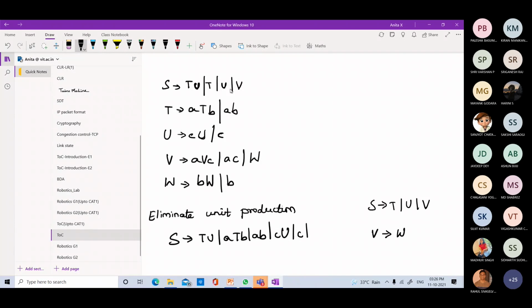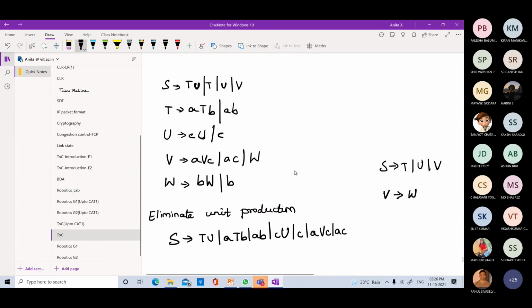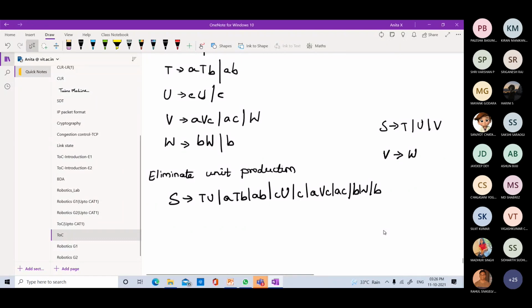And if I have to eliminate S derives B, what should I do? Productions of B: AB, C or AC. Here I am having W, right? So that should also be eliminated. So what should I do? Productions of W should be placed here. W or B. Okay, so the rest is T derives the same thing.